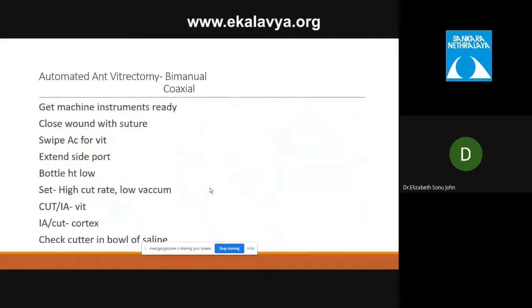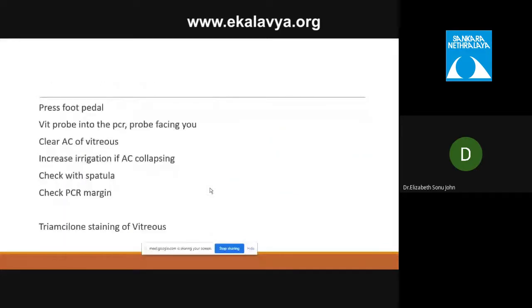So that's it. So exercise: press the foot pedal and put the vitrectomy probe into the PCR, and then when you come to the AC, keep the probe facing you, and clear the AC of the vitreous. And as you do vitrectomy, the vitreous is removed from the anterior chamber, so you have to slowly increase your irrigation if the AC is collapsing.